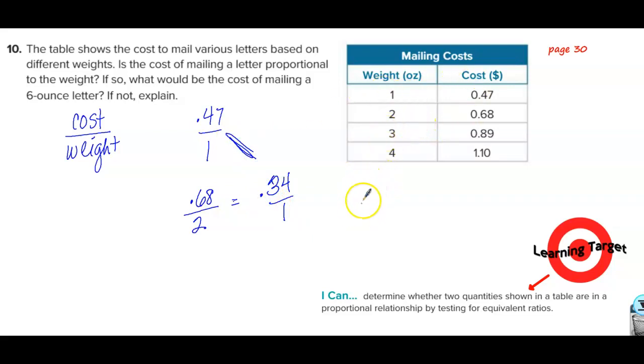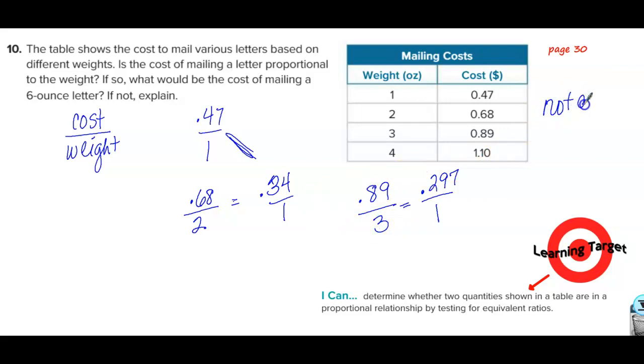Let's try another one. 0.89 over 3. I want to turn it into a unit rate, so we'll divide 0.89 by 3. You get 0.297. Okay, and that's rounded. So again, not equal. All right, so this is not a proportion.